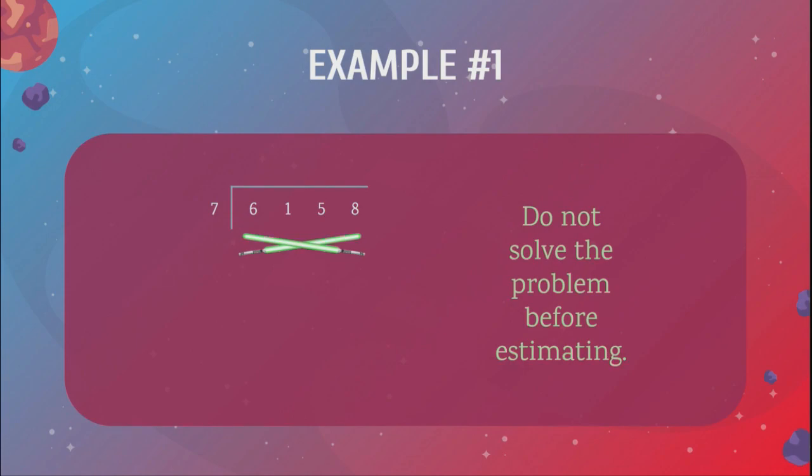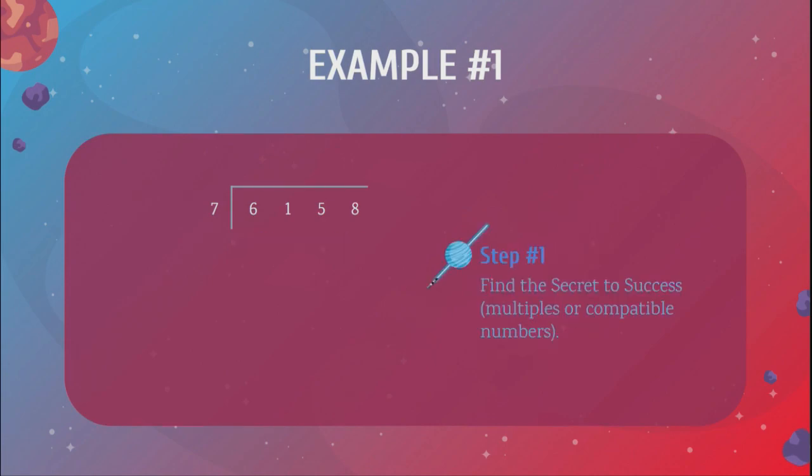Let's go to example number 1 here. The most important thing to remember: do not solve the problem before estimating. We are going to estimate, then we will solve the problem. We don't want to do the problem first. Step 1, we're going to find the secret to success. They're called multiples, or in the case of division, compatible numbers. I like to call it the secret to success because you will be able to solve a division problem if you record the first 9 multiples of your divisor, in this case 7.